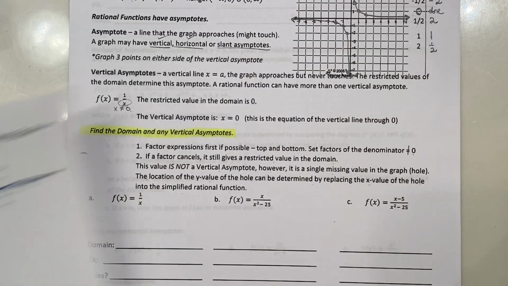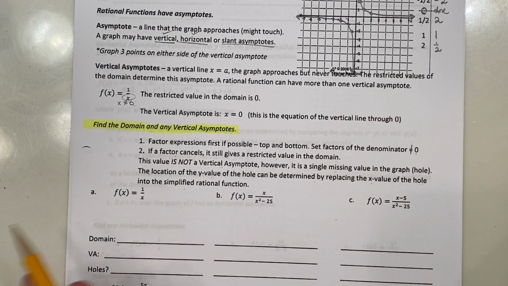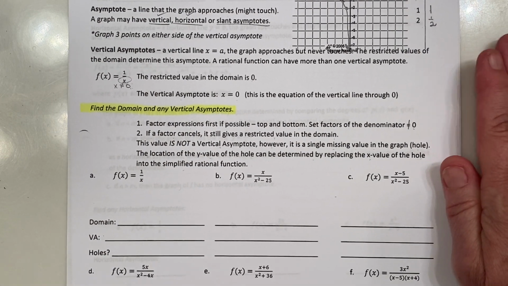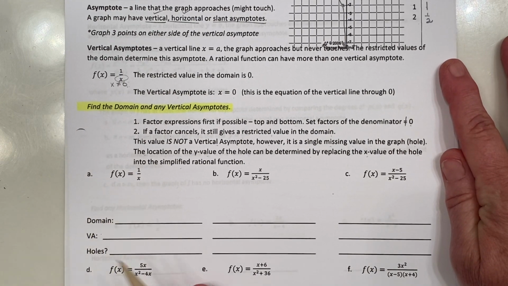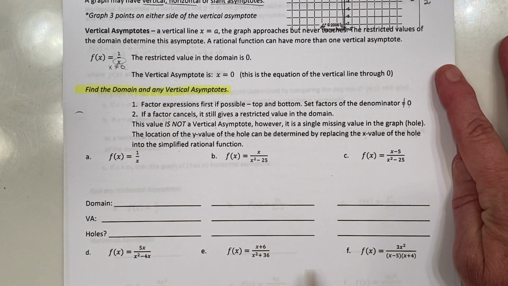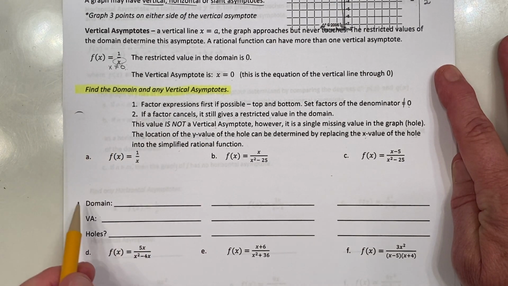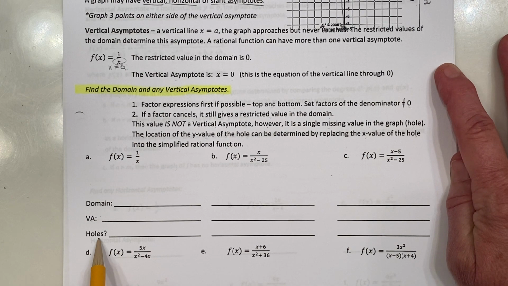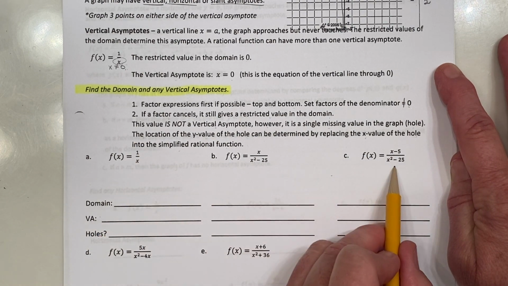That's actually what I just talked us through right here. But at least it's printed, and if you forget, which is common, then you can go back and read through and go, oh yeah, that's how I identify a hole and find the y-coordinate of that hole. All right, so down here we have some examples. We have A, B, C, D, E, and F, and I think we have some more on the other side too. Let's practice finding the domain, vertical asymptotes, and any holes that we might have on each of these functions.